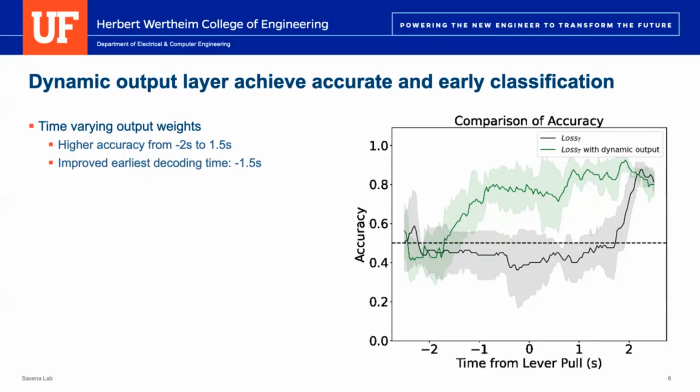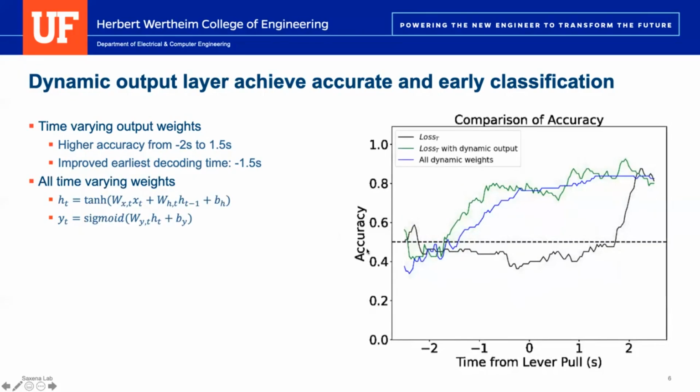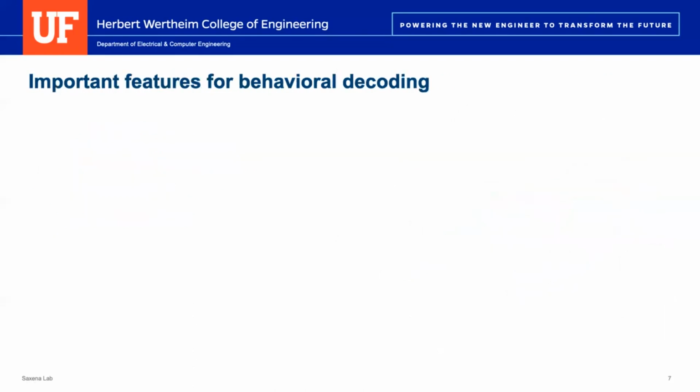Just to verify whether the output weights being dynamic is enough, we also train the whole network, including the RNN layer, dynamically. So all the weights are time-varying weights. The figure is showing the temporal accuracy of the three strategies, and we can see that we don't get a higher final accuracy or an earlier decoding time using all the time-varying weights. So having dynamic output weights seems to be enough for this network to perform early classification.